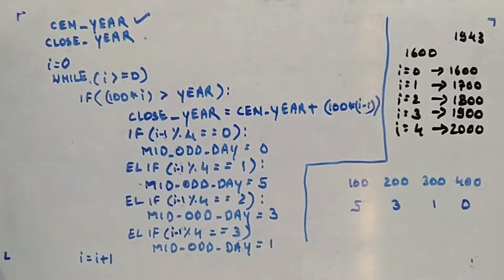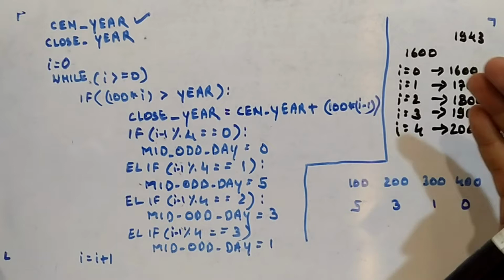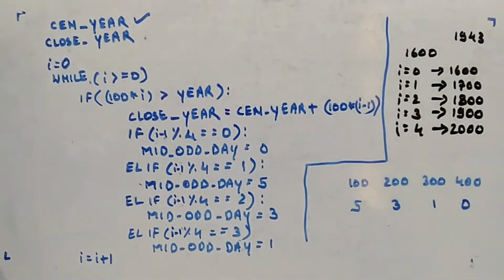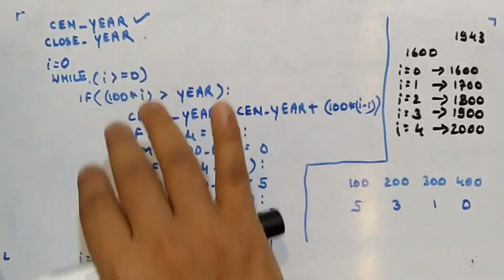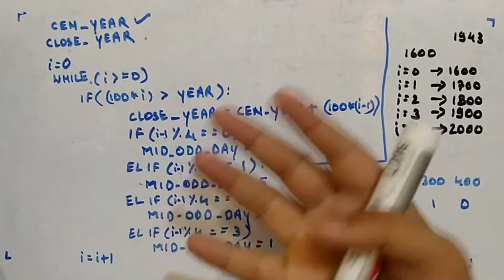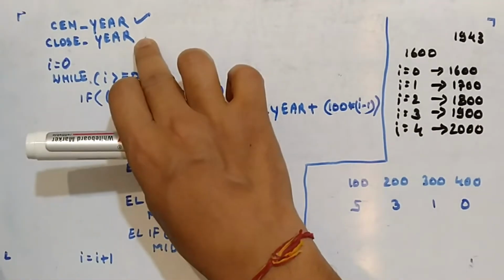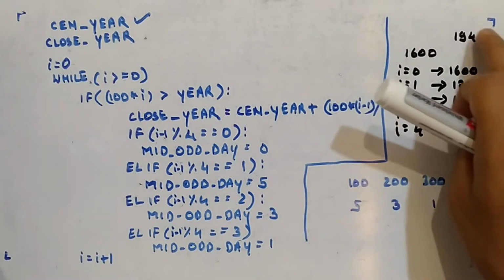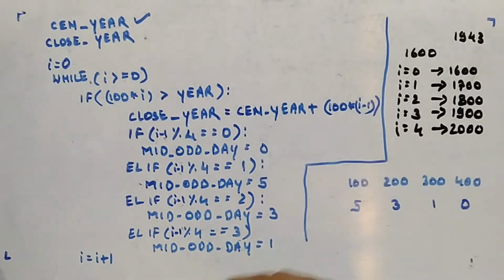Now we have to find a close year. Close year means we have to go even further beyond, from 1600 to 1900. Close year I am just writing, it's just a variable. Pardon me if you don't like my variable names, I'm not so experienced actually. So the close year I'll be finding is basically 1900, and then we will target the last part, 43. That is how I am finding the odd days for a given year.